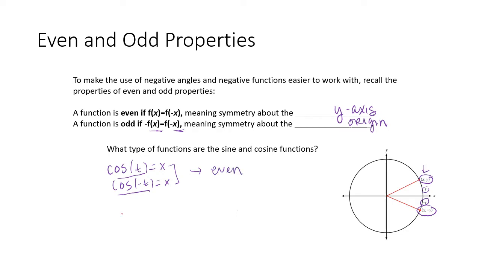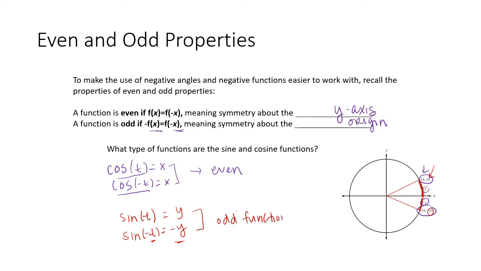And then when I look at the sine function, so the sine of t and the sine of negative t, sine's the y value, so the sine of this angle t is y. Sine of negative t is negative y. So since when I input the opposite input, I got the opposite output, this is an odd function.